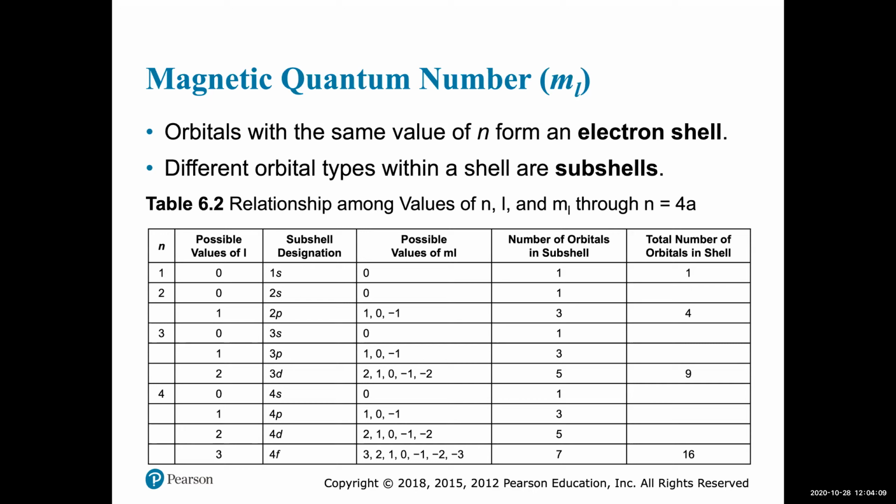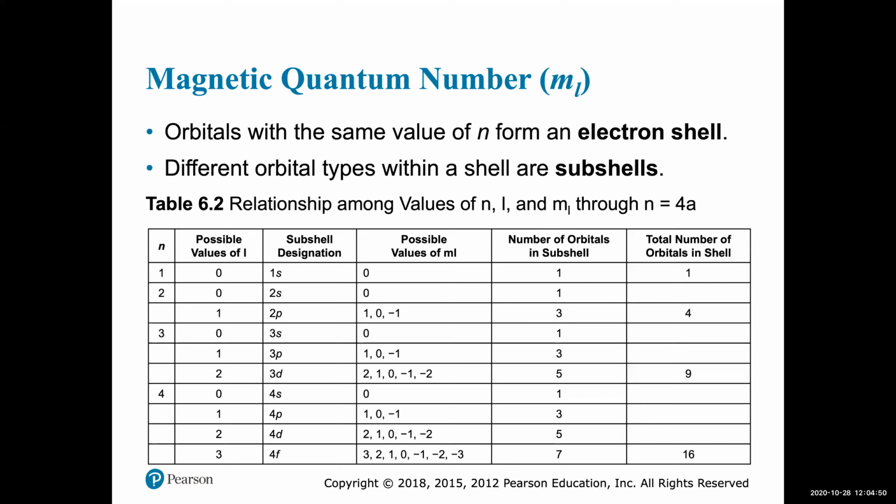If we go to n equals 2, then we can have possible values of l of 0 and 1. That gives us the subshell designation of 2s and 2p. In the 2s level, once again, the possible m sub l value is just 0, so there is 1 orbital in that subshell. For 2p, m sub l can be 1, 0, and minus 1, so that means we have 3 orbitals in that subshell. So we have the 1 orbital from the 2s and the 3 orbitals from the 2p, for a total of 4 orbitals in that 2 shell.